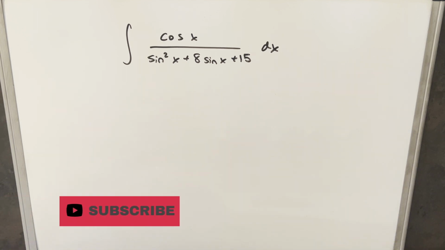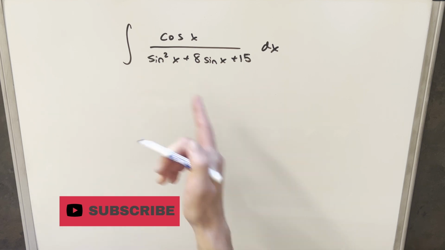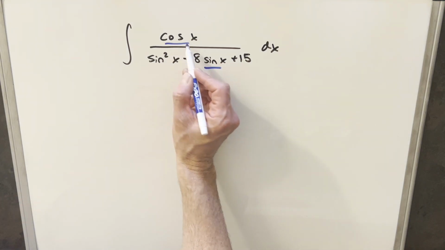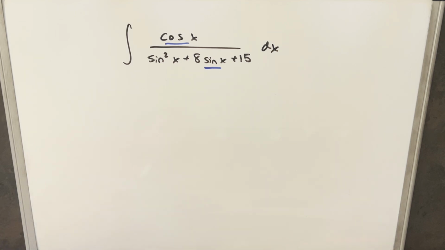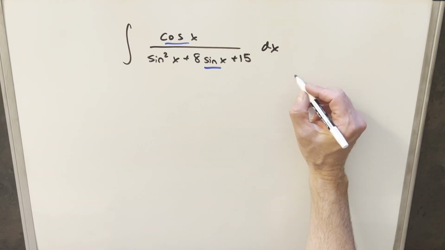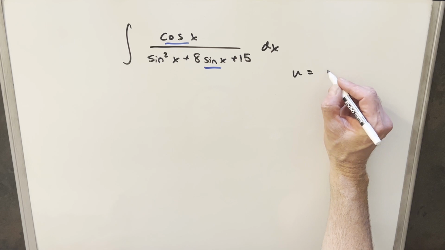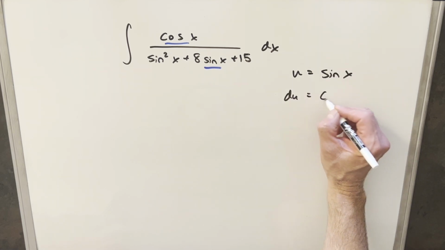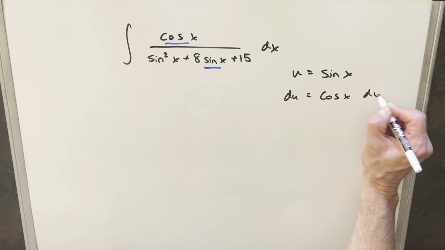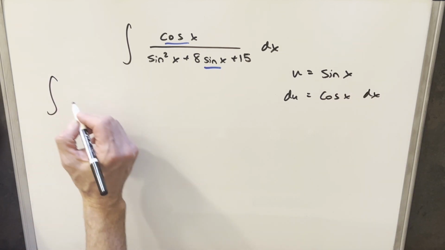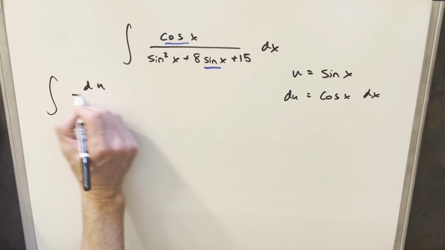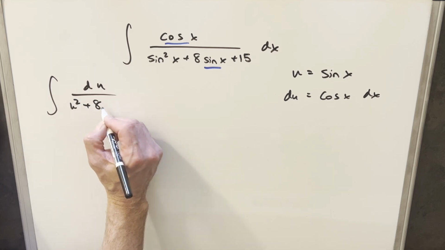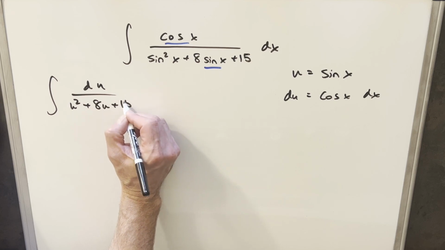Okay, to get started, the nice thing we have going on here, with a bunch of sines in the denominator, is that the derivative of sine is cosine, and we have that in the numerator. So I think a u substitution is going to work really well here. I'm just going to call u equal to sine x, and then du is going to be the numerator, which is cosine x dx. And then we'll go ahead with this substitution. So we'll have here du, and the denominator is going to turn into u squared plus 8u plus 15.